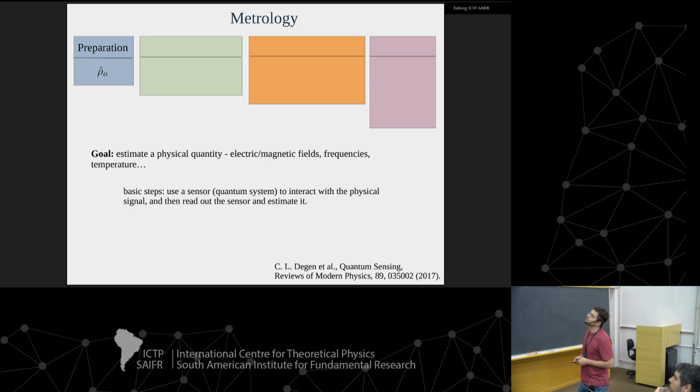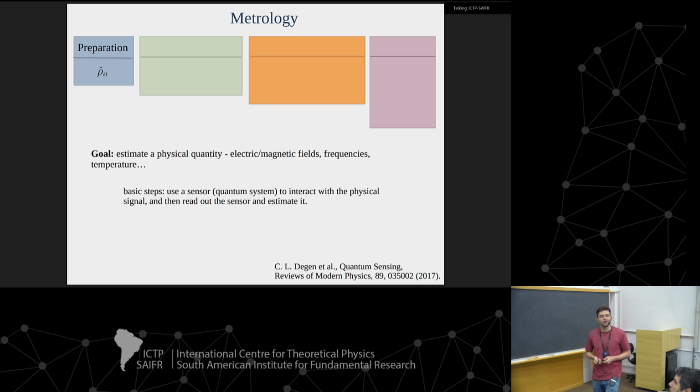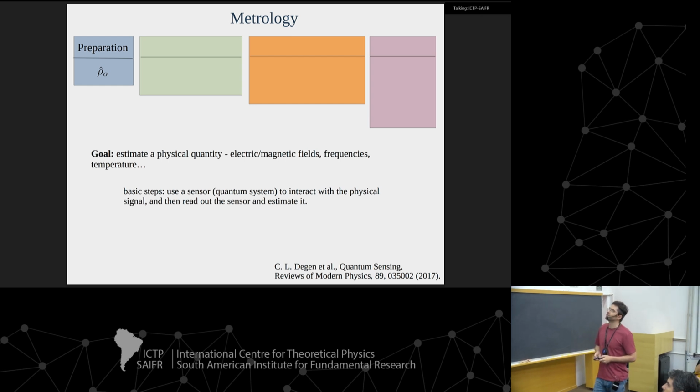So there are actually 4 simple steps, in some sense, that we need to follow in order to use metrology. The first one is that we need to prepare our sensor in some good state, in some good configuration, such that it can better feel the external parameter that we want to infer. The second part is we put the sensor in contact with the external parameter, such that this parameter theta is encoded somehow in the degrees of freedom of my quantum system.